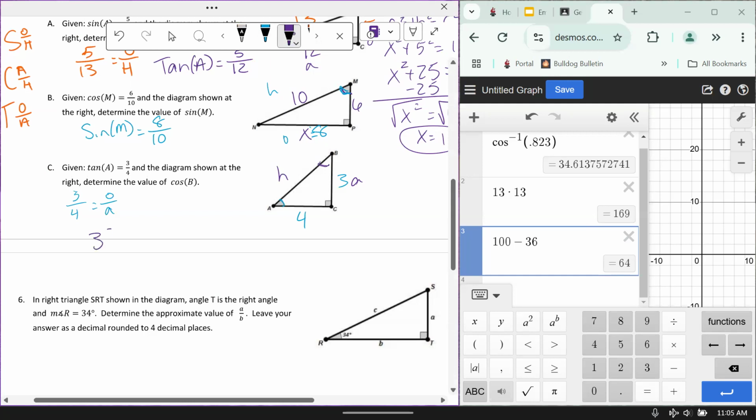So we're going to go 3 squared plus 4 squared equals h squared. We're keeping h as hypotenuse. So 3 squared is 9 plus 16 equals h squared. 9 plus 16 gives us 25 equals h squared. Square root both sides. h equals 5, right? So cosine of B, I almost called it beta, equals adjacent of 3 over a hypotenuse of 5, right?